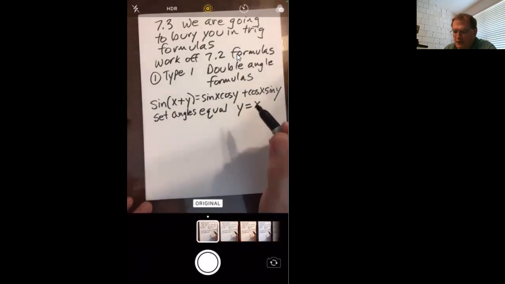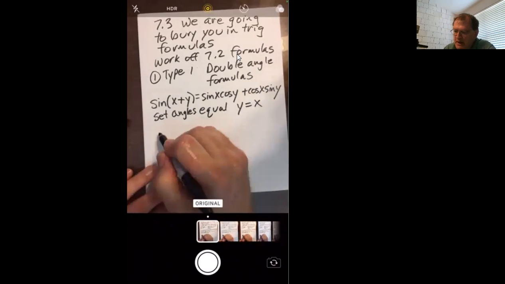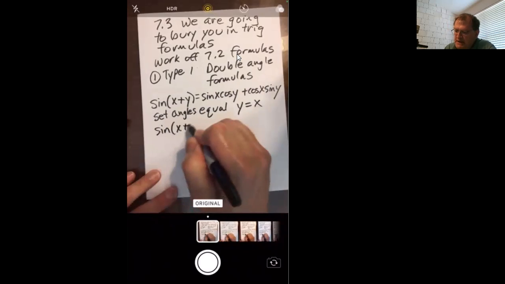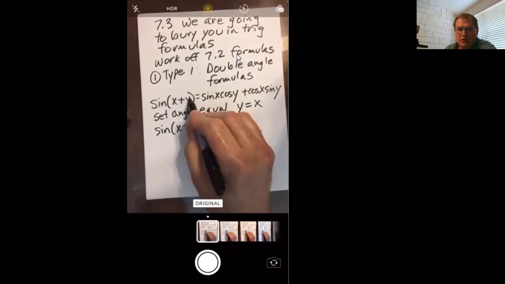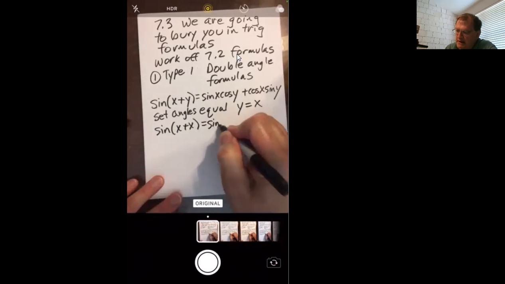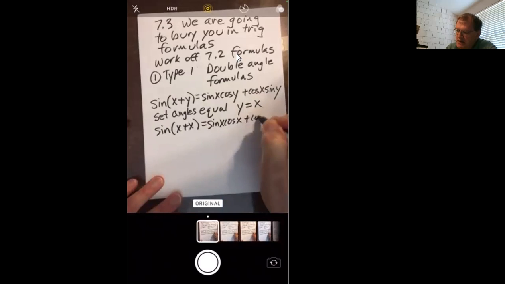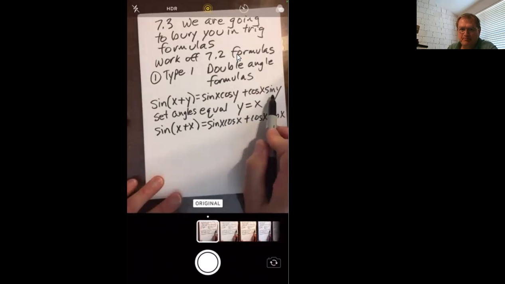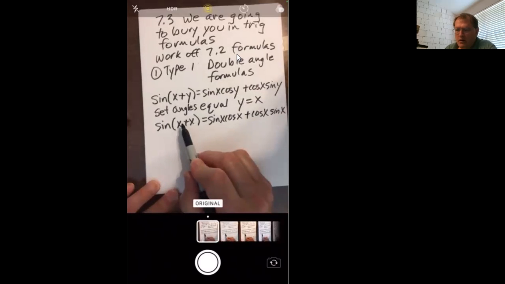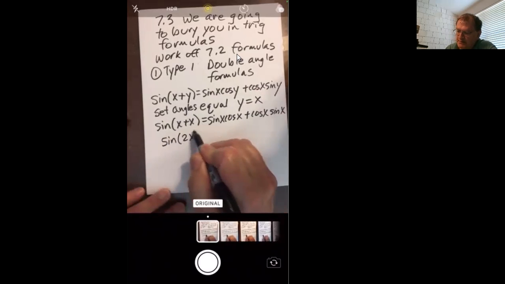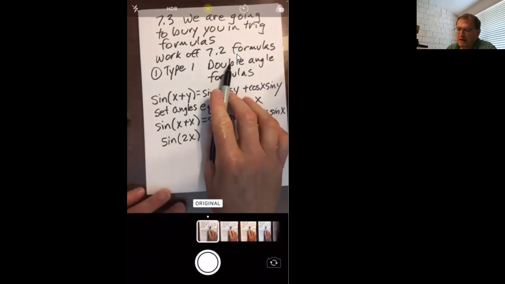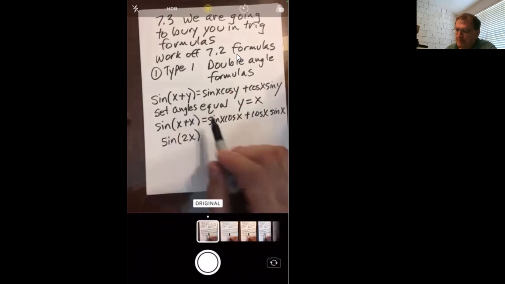I'm going to do this really slow, the first one, and then maybe speed it up for the rest of them. That's going to give you a sine of x plus x. If y equals x, I'm going to put in x where there's a y. That's going to give me sine of x, cosine of x, plus cosine of x, sine of x. So everywhere there's a y, I stick in an x, here, here, and here. Well, basic algebra, x plus x is 2x, hence the name double angle. By setting the angles equal, in effect, you've doubled it.